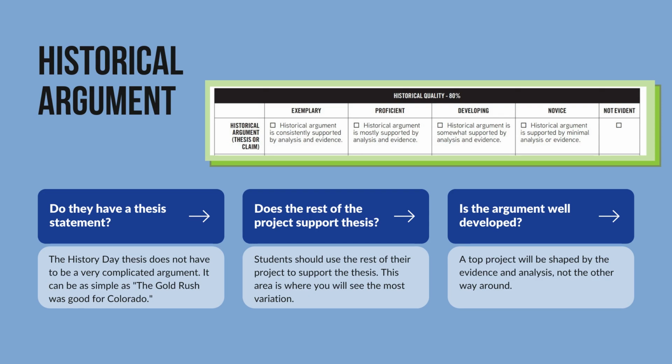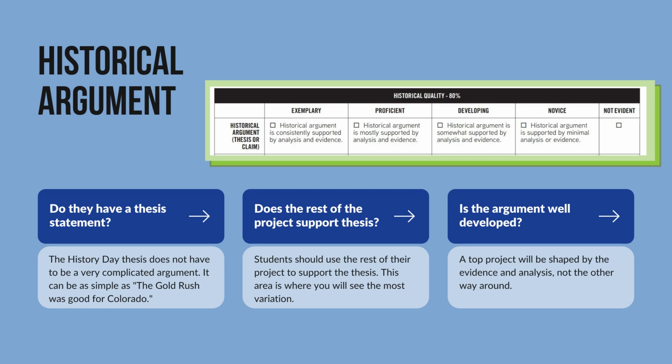The first row of the rubric sheet is for historical argument. This refers to the thesis or claim the student makes and how well it is supported. Judging this section requires 3 steps. First is locating the main argument. For younger students, the claim might be quite simple, such as the gold rush was good for Colorado. This is not a particularly nuanced argument, but it is one that the student can support with analysis and evidence.